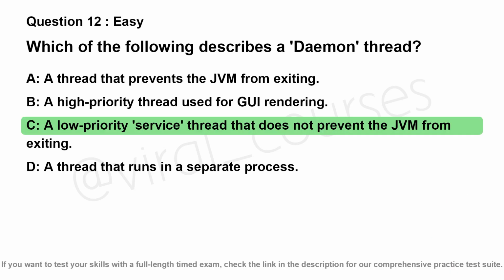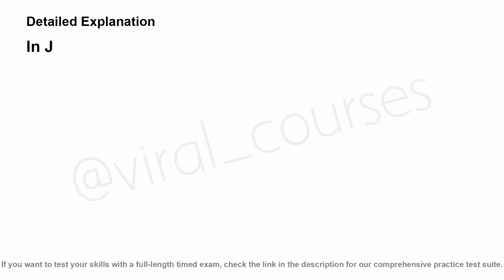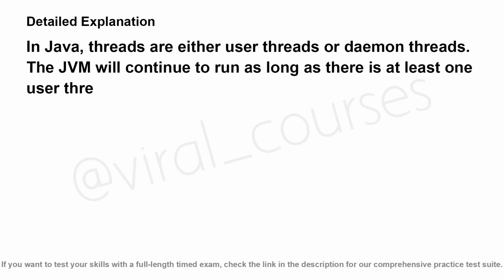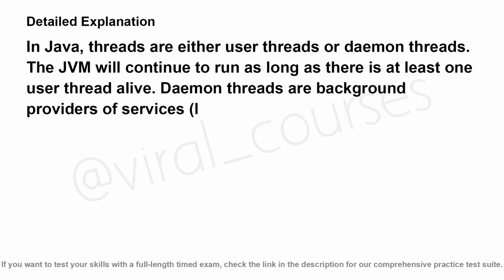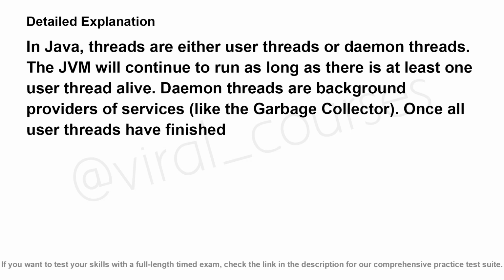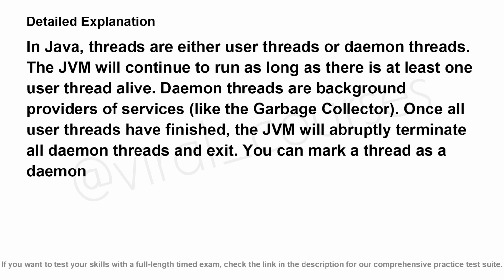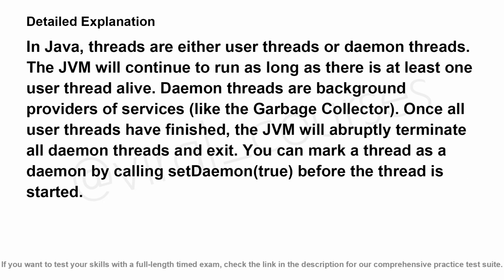The correct answer is C. In Java, threads are either user threads or daemon threads. The JVM will continue to run as long as there is at least one user thread alive. Daemon threads are background providers of services, like the garbage collector. Once all user threads have finished, the JVM will abruptly terminate all daemon threads and exit. You can mark a thread as a daemon by calling setDaemon(true) before the thread is started.